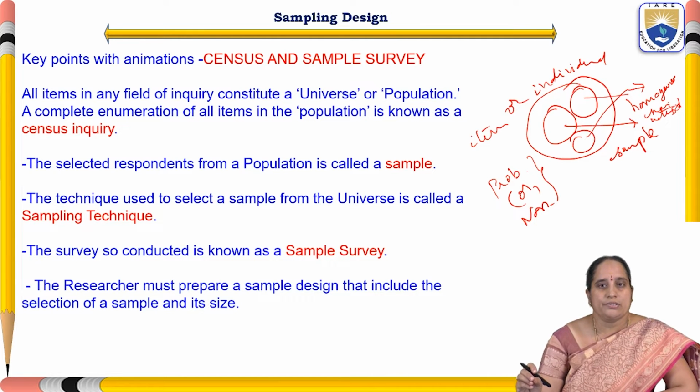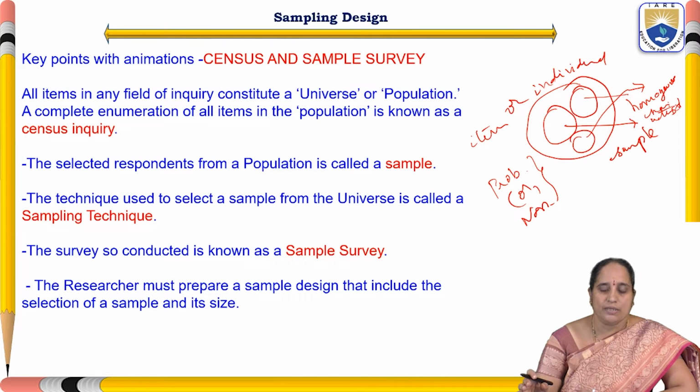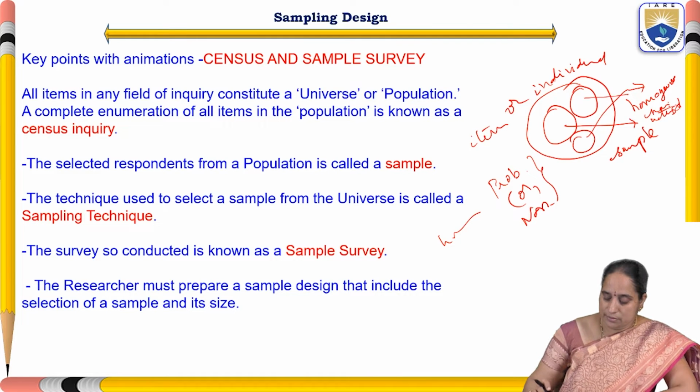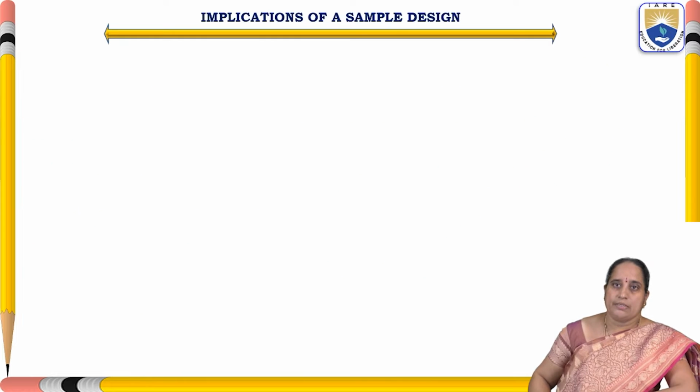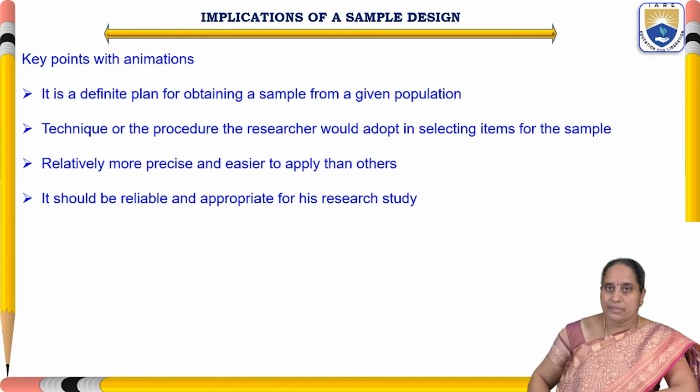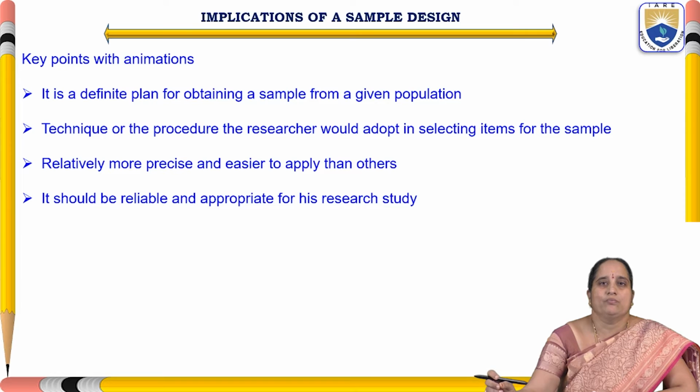Every researcher must prepare a sample design, and that includes two things. One is how to select a sample. Another is what will be the size of the sample. Whether you want to take a small sample or the sample size should be more than 30, that depends on the investigator. Then, what will be the implication of a sample design? What are the things we are going to consider at the time of selecting a particular sample from the universe?